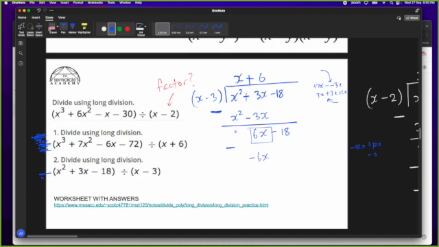So it'll be a plus here. 6 times x is 6x. So that'll be a plus here. And then 6 times minus 3 is minus 18. And so now I could see that 6x minus 6x will give me 0. Minus 18 minus minus 18 will give me 0.